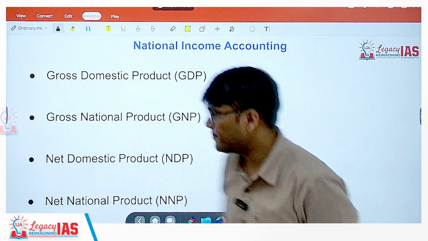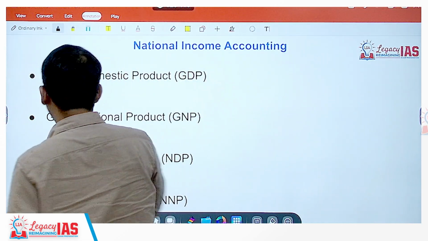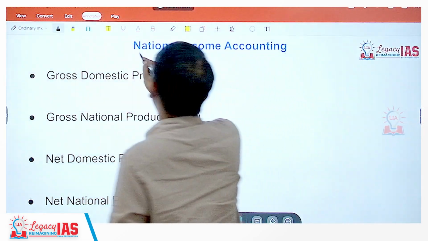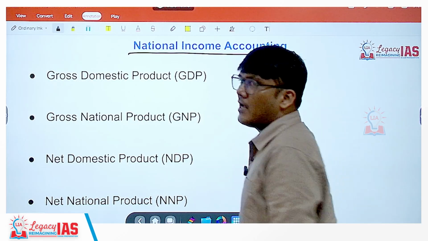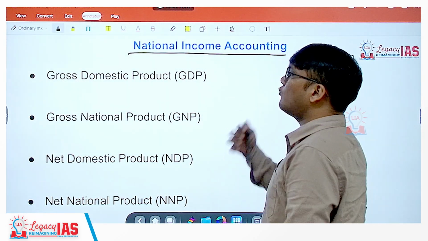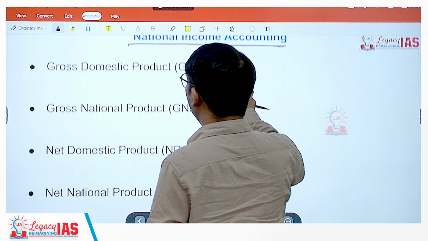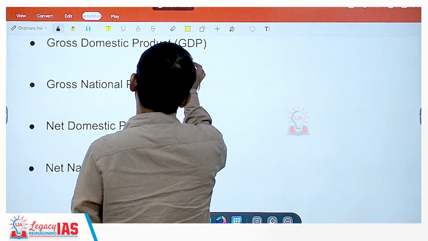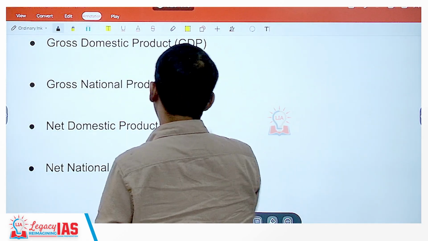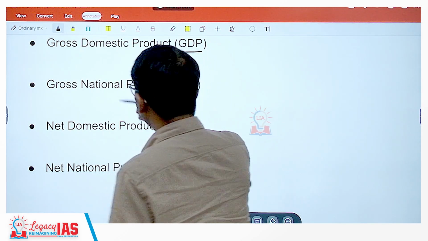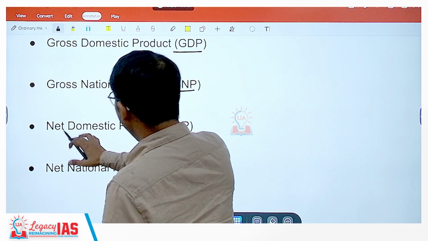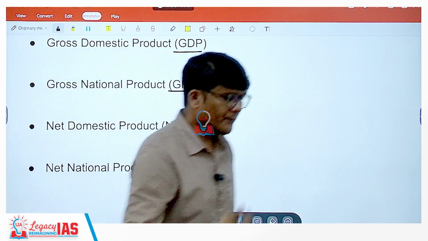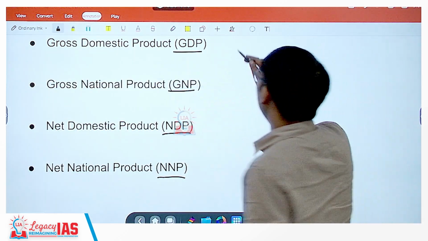So let's get started. The very first or the basic or the most important topic initially in economy is national income accounting. Now in national income accounting, there are few concepts that are very important. They are considered to be very basic, but at times can be very confusing. That is your GDP, gross domestic product, GNP, your gross national product, NDP, net domestic product, and NNP, that is your net national product. So first things first, what is GDP?